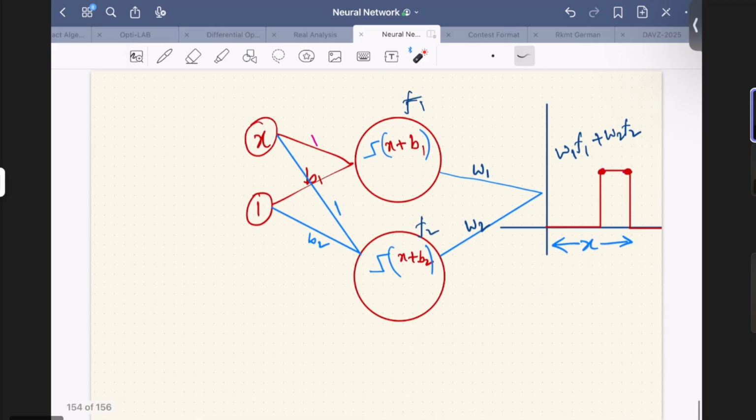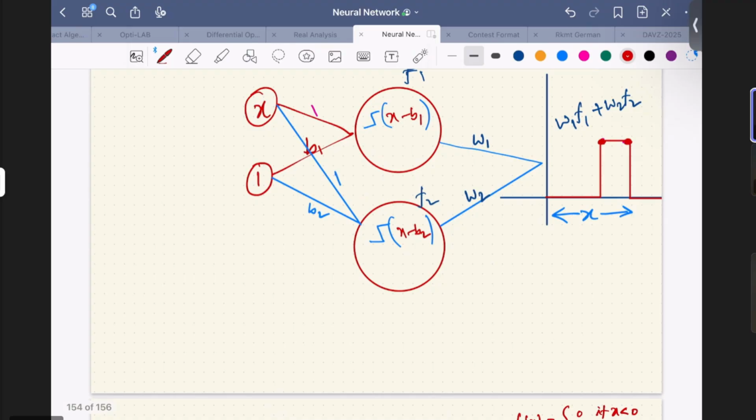The width diagram is simply from this function. For the time being, I'm not keeping this as a plus; I'm keeping it as a minus, so as not to confuse it with the other step function. Let's say this one is x minus b1, and this is x minus b2. It is just a simple step function. That step function hinges at b1, and this step function hinges at b2.